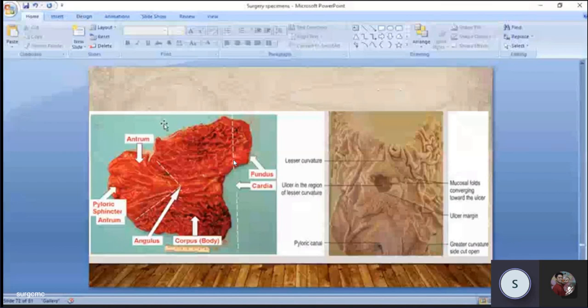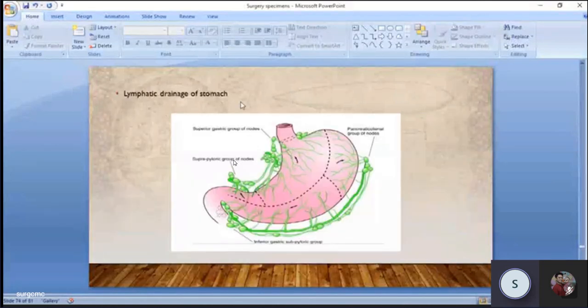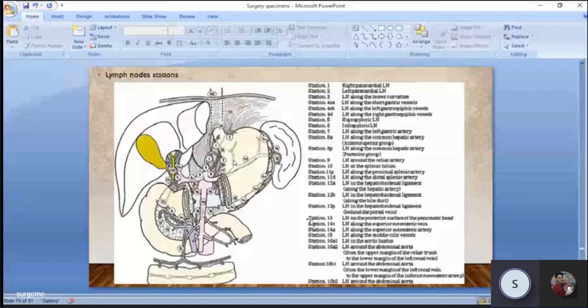So what is the blood supply and venous drainage? You should be very thorough with it, and the lymph node stations. Yes, the lymph node drainage of the stomach is important. These are the primary drainage of the stomach. Which part of the stomach drains to where? Perigastric lymph nodes, subpyloric lymph nodes, pancreaticosplenic group of lymph nodes, then the suprapyloric group of lymph nodes. You should know the lymph node stations. It is very, very important.